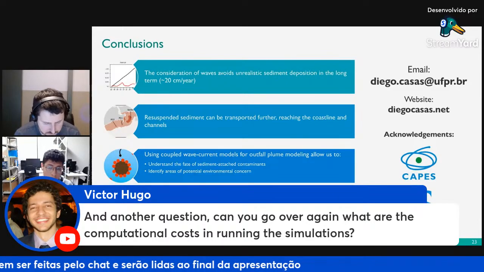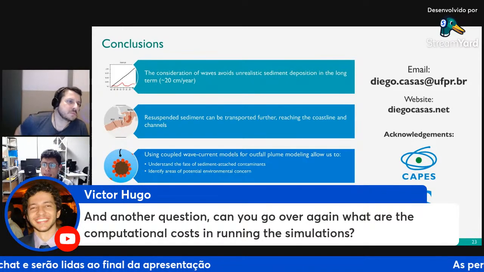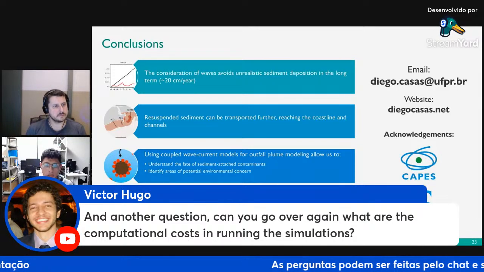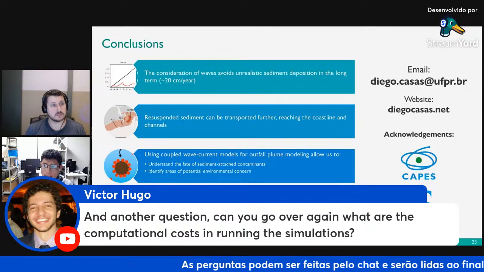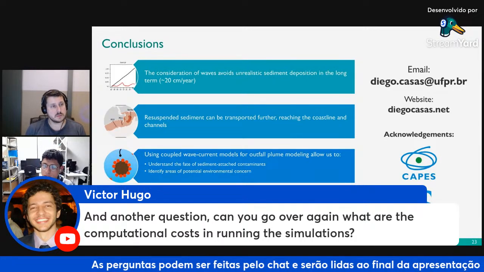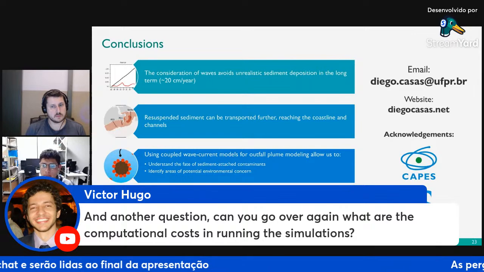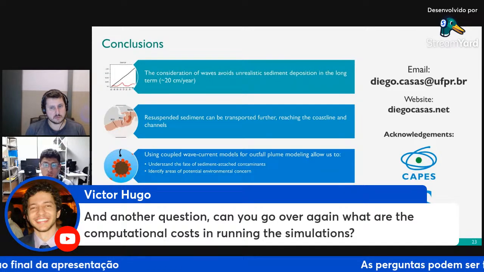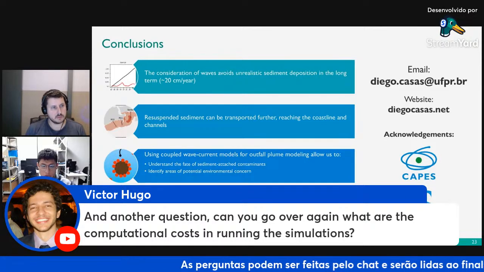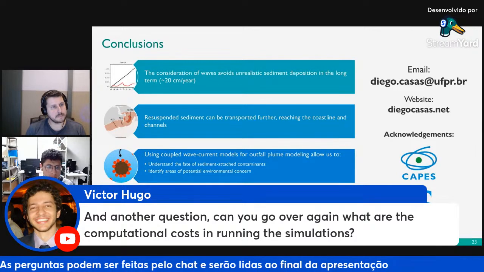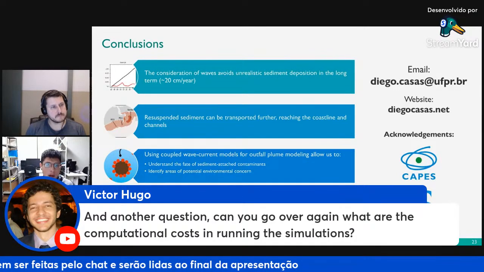Computational cost. The hydrodynamic model spent about 45 minutes to run a single month. However, the wave model is quite expensive. For it to run a single month, it takes around 21 hours. So when we're running coupled simulation of waves with hydrodynamics, we're talking about a single day in order to run a whole month.